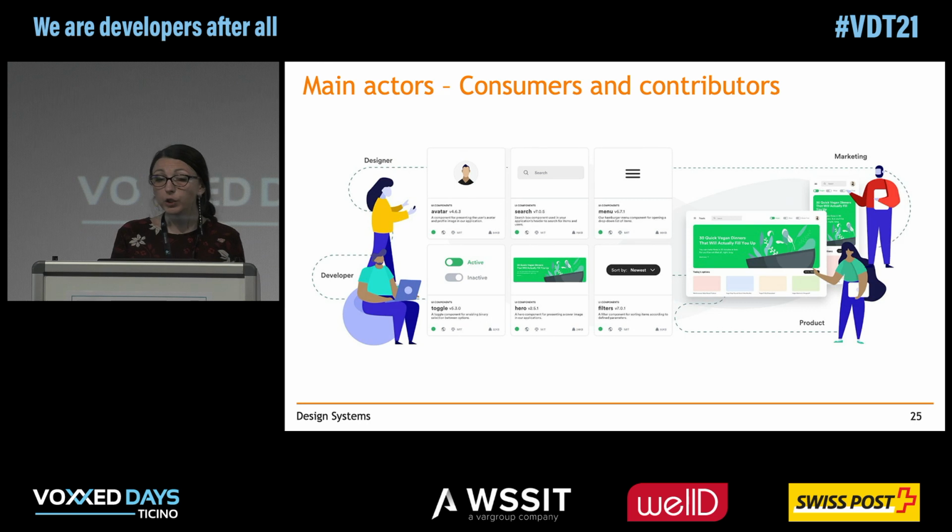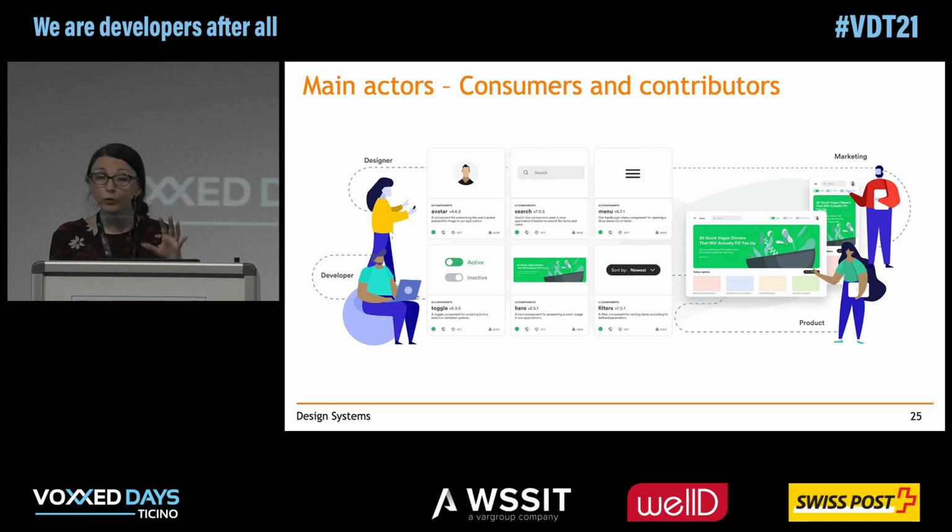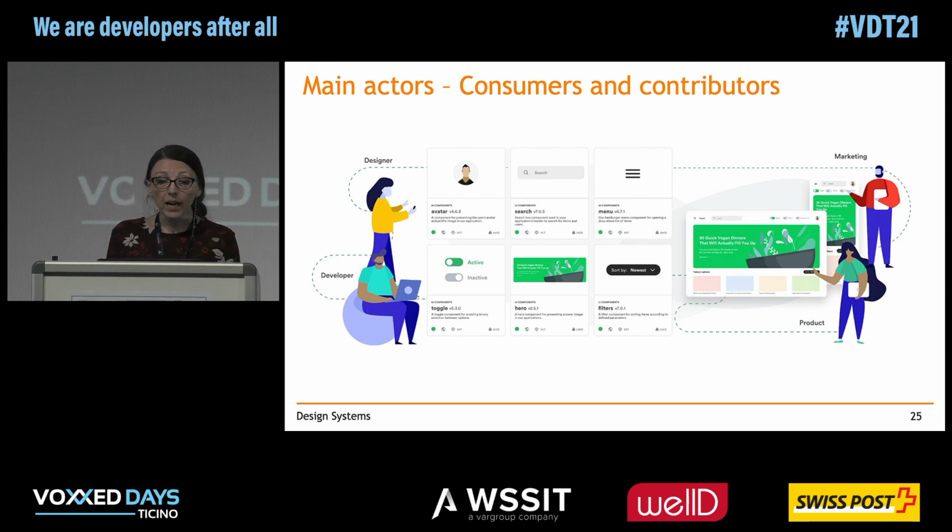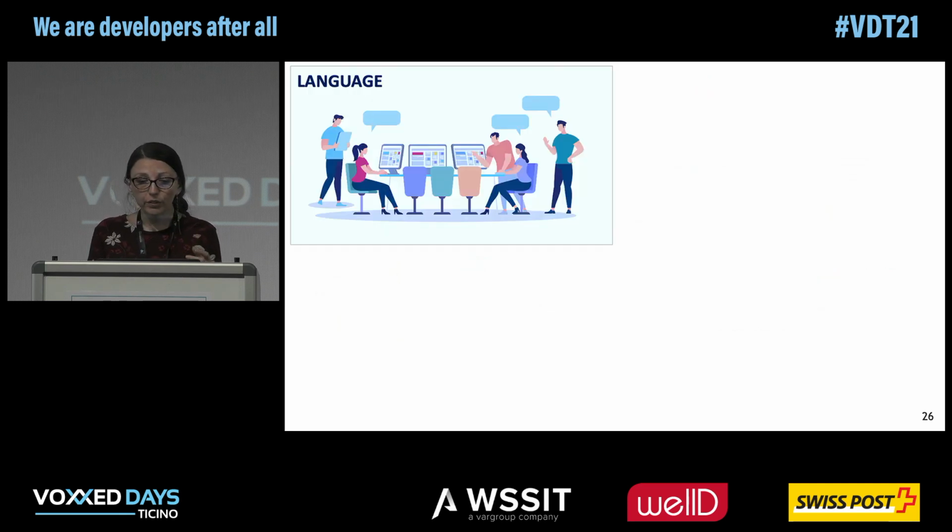The main actors, which are both consumers and contributors to the design system, are designers, developers, product owners, marketing people, essentially all the stakeholders of the product. And now that we understand what it is, we can look at it through 4 different lenses or perspectives in order to better understand the impact that the design system has on a company, which is very profound.